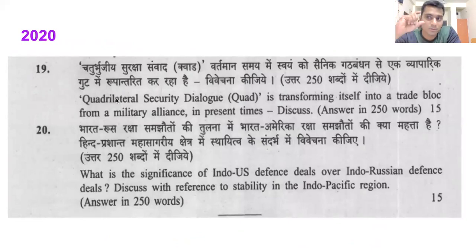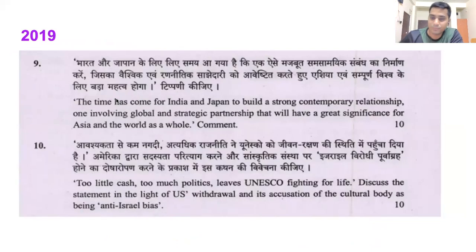So far the questions have been framed on three sectors, India and neighborhood, except that they have focused on three sectors. 2019: The time has come for India and Japan to build strong contemporary relations, one involving global and strategic partnership that will have greater significance for Asia and the world as a whole. Now again, just like India-Russia, India-USA, this is India-Japan, a super developed country, India and developed countries relations, right? You can classify this as bilateral relations or India and developed countries.